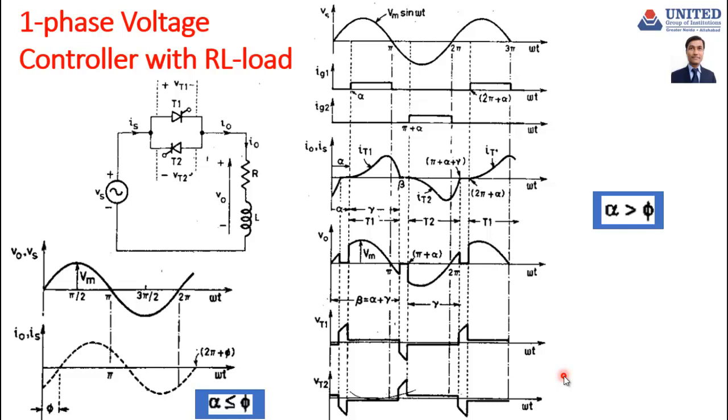Therefore, from the waveform, we see that the waveform Vt2 is obtained after inverting the waveform of Vt1. The waveform Vt1 shows that T1 is reverse biased for pi radian. Same is true for thyristor T2.